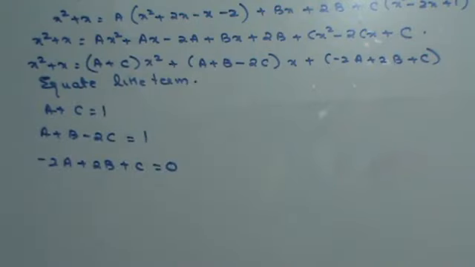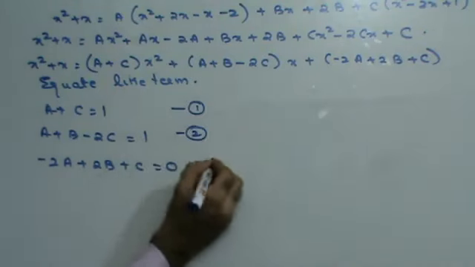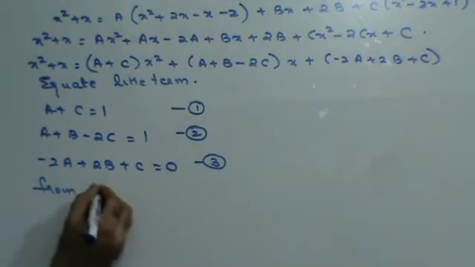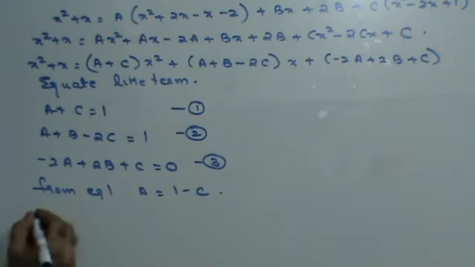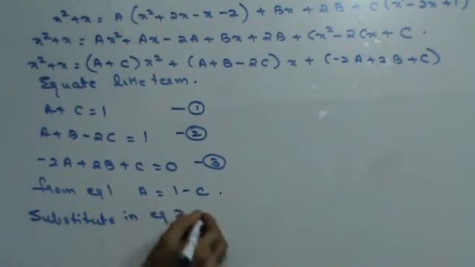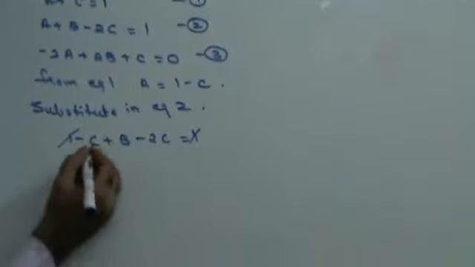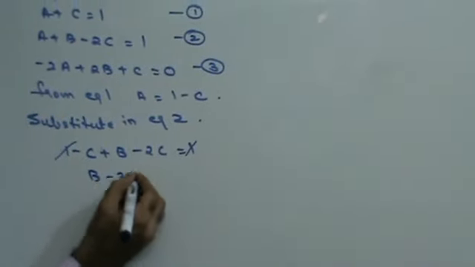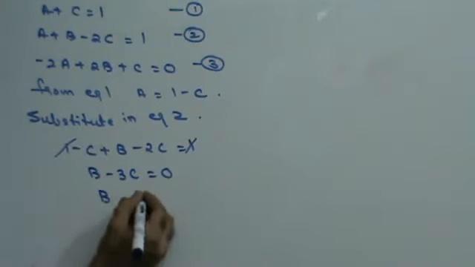Okay. Now let's see this. Let's call this as equation 1, 2 and 3. From equation 1, I can say a is equal to 1 minus c. Substitute in equation 2. If I substitute in equation 2, instead of a, I will write 1 minus c plus b minus 2c is 1. So 1 and 1 gets cancelled. So you will get b minus 3c is 0. Minus c minus 2c is minus 3c. So b is equal to 3c.